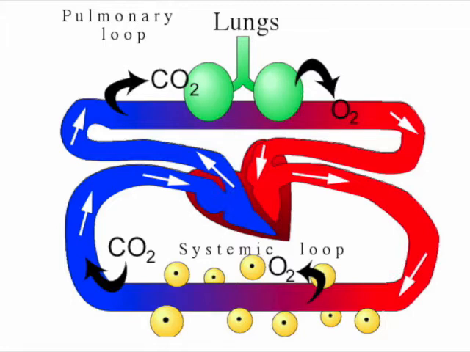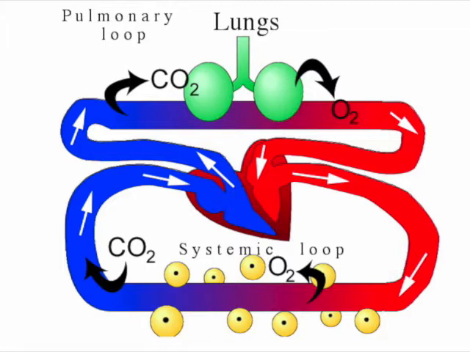Now, here in my diagram, it looks like the left lung is putting oxygen in and the right lung is taking CO2 out of the blood. That's just fictitious because I got a little bit lazy. In both parts of the lungs, oxygen is going into the blood, and in both parts of the lungs, CO2 is coming out of the blood.